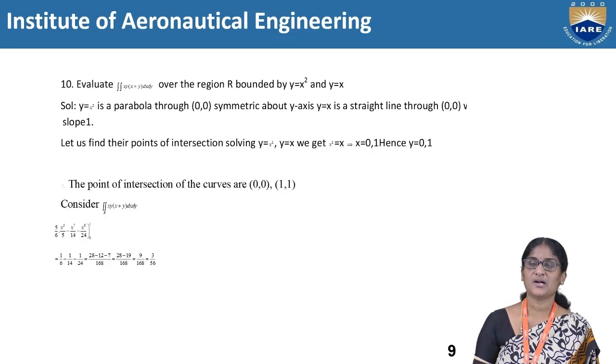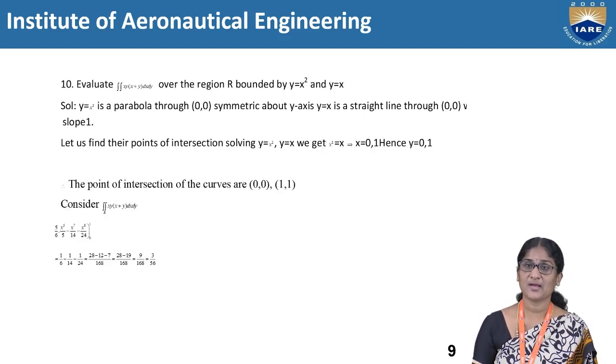Now here is the third variety. What is the third variety? Already we have done two varieties. In the first variety, I have taken all four limits as constants. In the second case, we have taken one as a variable limit and another one as a constant limit.